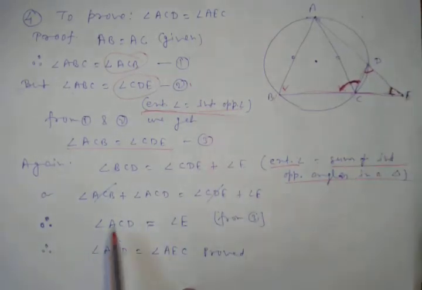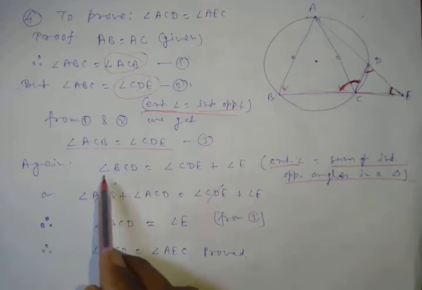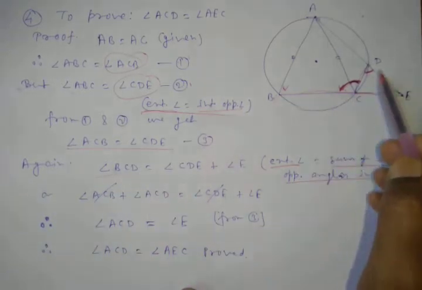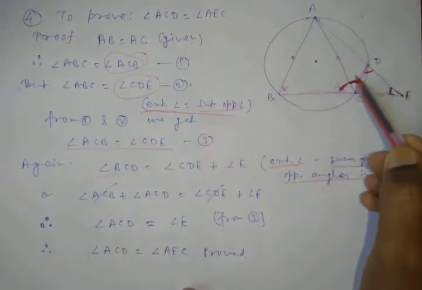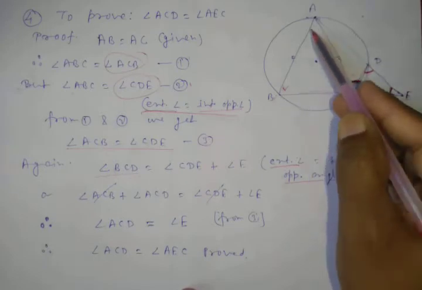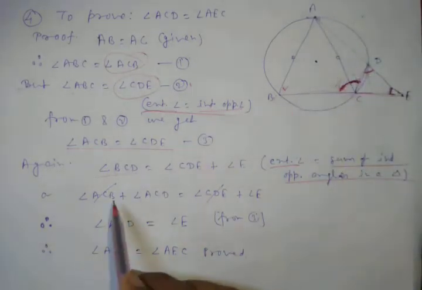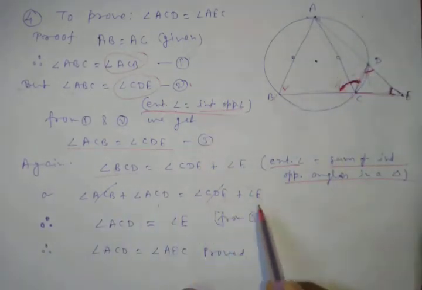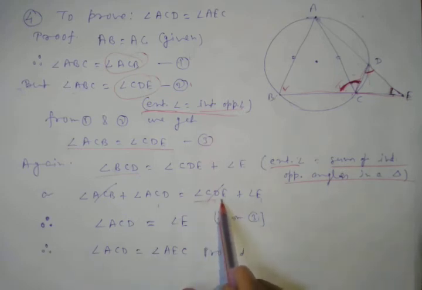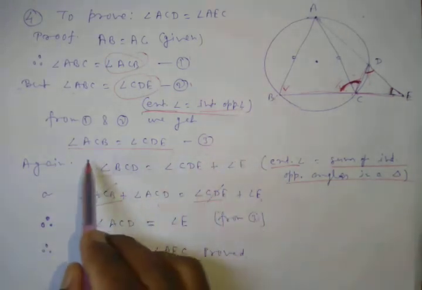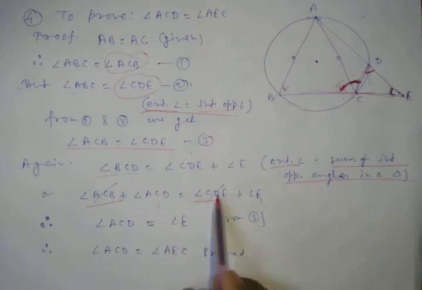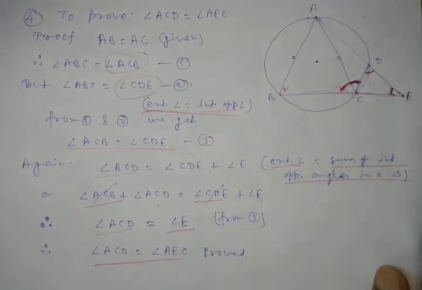This plus this here, and ACB. Now here we can write BCD, that is this whole angle, is equal to this angle plus this angle. So ACB plus ACD equals CDE plus angle E. And you know that CDE and ACB are equal from 3. So these two are cancelled. Then we have ACD equal to angle E. So this is the proof of this question number 4.